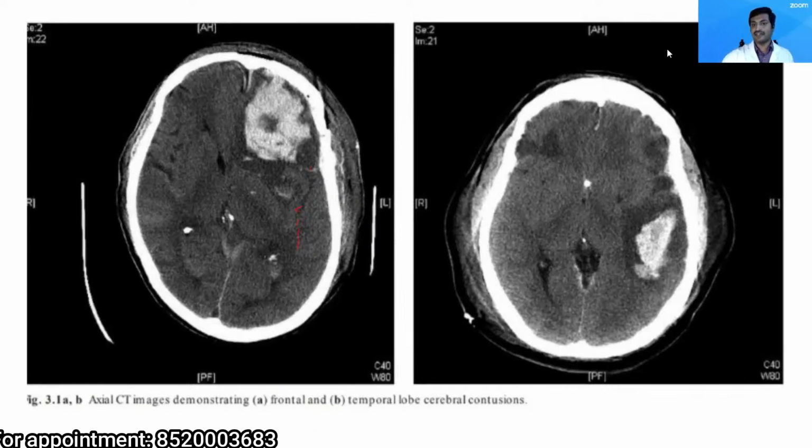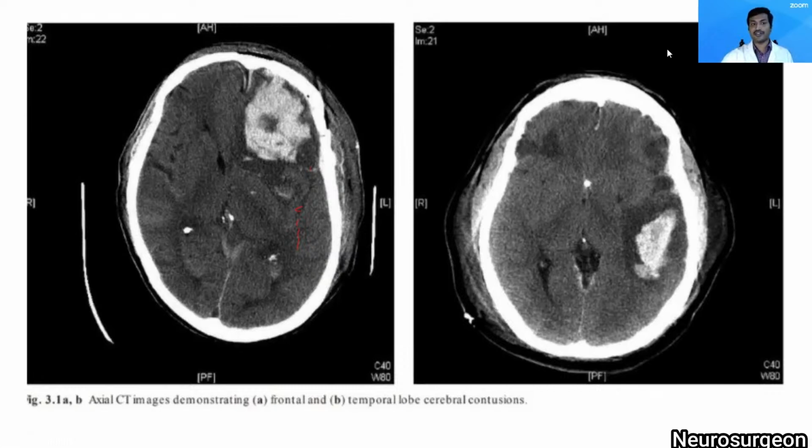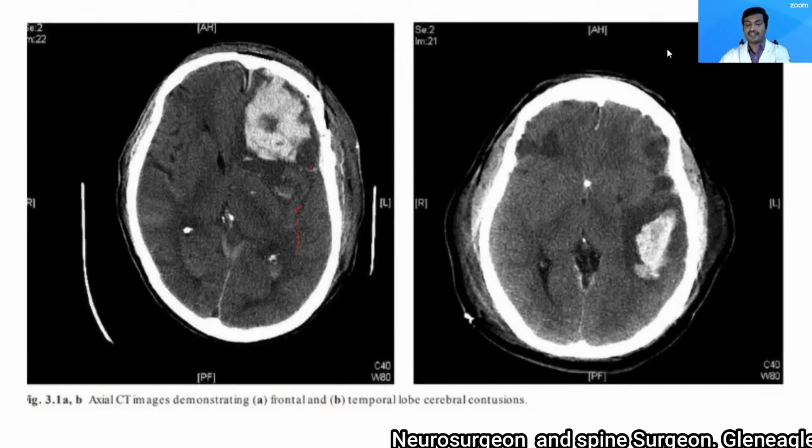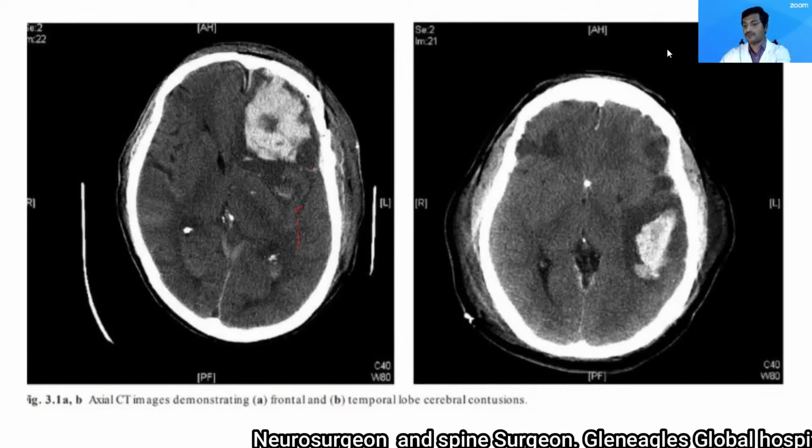Similarly, this is a patient with temporal contusion. The volume is more than 20 cc. Again, the Sylvian fissure is obliterated. You can see the ventricles are compressed, they are not seen. Obviously, the intracranial pressure is very high in both these patients.